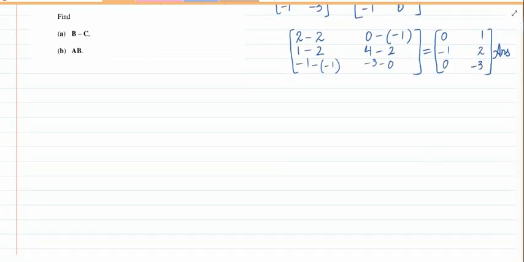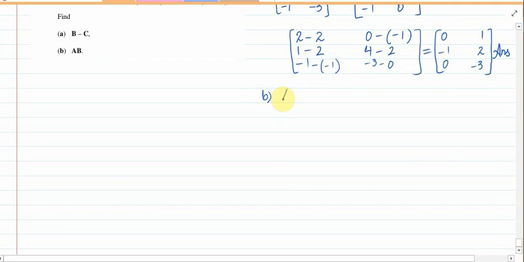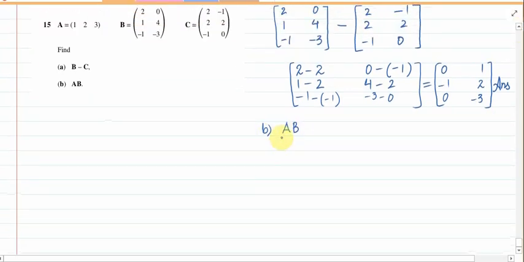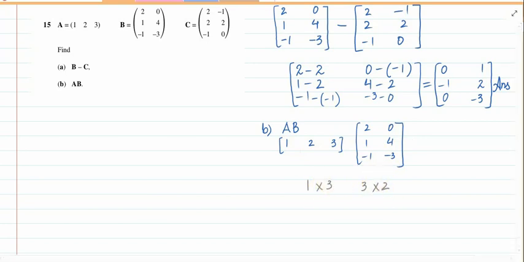After that, the next part is AB. AB means that you need to multiply both the matrices. So A is 1, 2, 3, B is 2, 1, minus 1, 0, 4, minus 3, right? To multiply the matrices, first you need to check their order. The first matrix has 1 row and 3 columns. The second matrix has 3 rows and 2 columns. That means multiplication is possible, right?